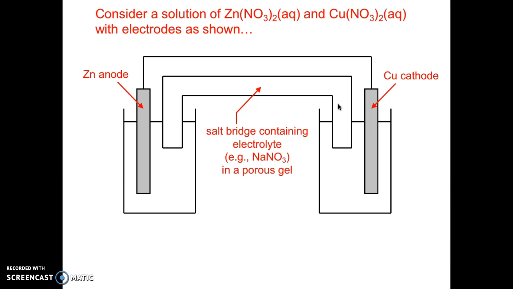In our class, we'll use like a porous cup. Sometimes you can use like a porous barrier. You can even use a piece of paper that's soaked in one of these solutions just to kind of finish the circuit. So in this solution, if you think aqueous, we're going to have our zinc nitrate, and then over here we have our copper ions and we have our nitrate ions.